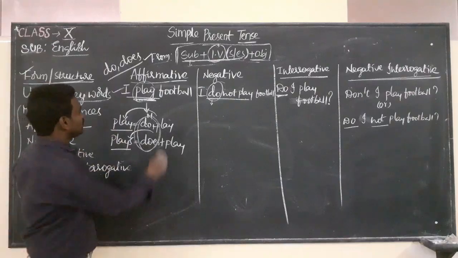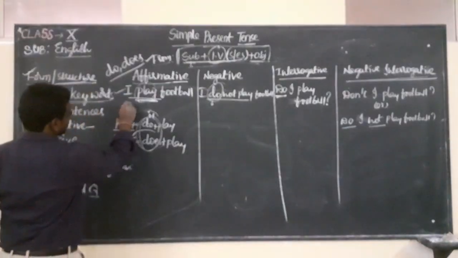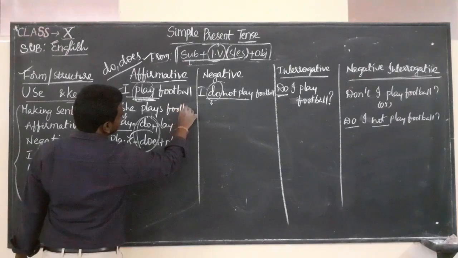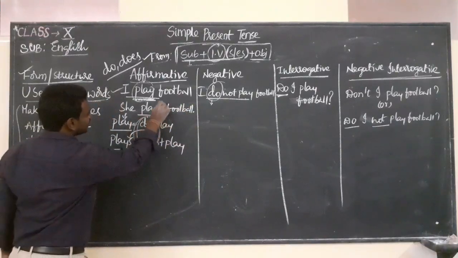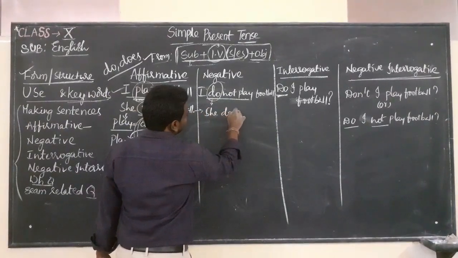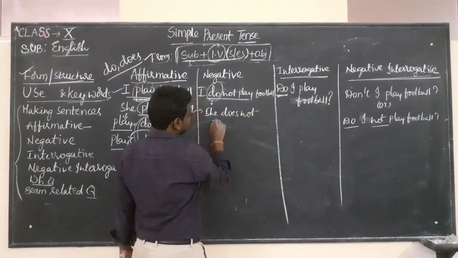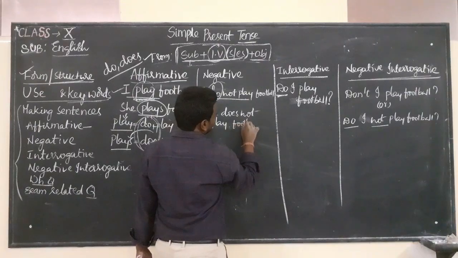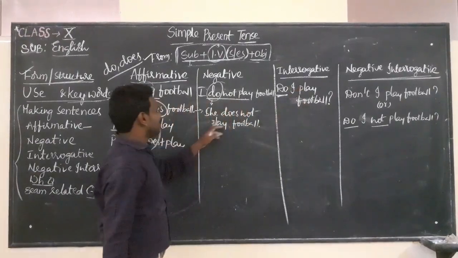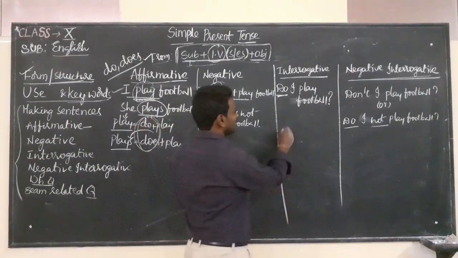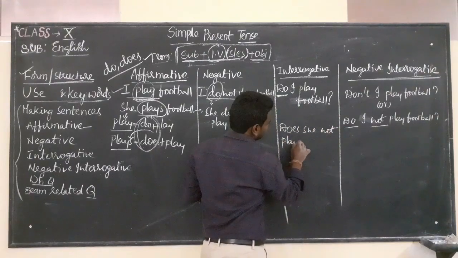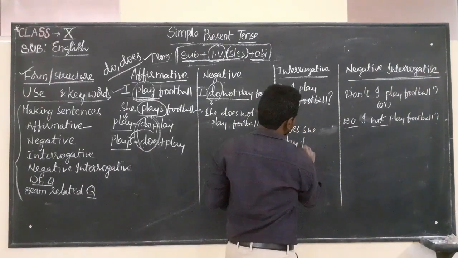So if I change this, for example, if I write she plays football, how do you do it here? Plays means does plus play. So what is the negative? She does not play football. So for interrogative, with the help of does we can make the helping verb. Does she play football?